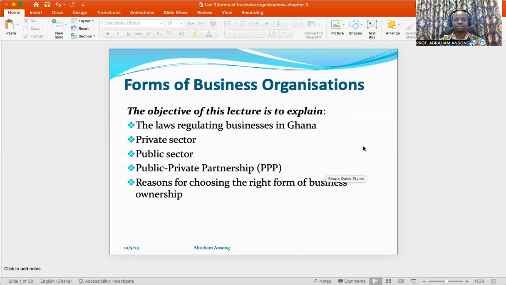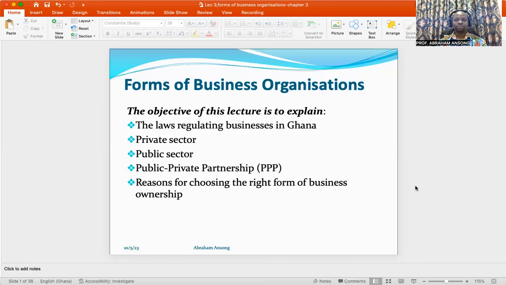Then we have the public sector, that is largely companies or organizations that are owned and managed by government. Then we will have the public-private partnership, where private individuals come into some form of agreement or partnership with the government to undertake a particular venture. Then more importantly, we'll be looking at the reasons why it is important to choose the right form of business. And as I indicated earlier, we'll be focusing more on the private sector.